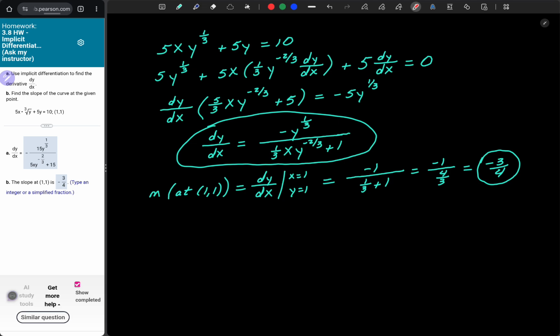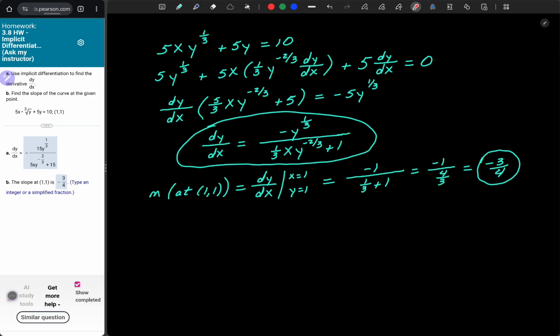Now, as far as finding the slope of the curve at that point, we can go ahead and say, well, let's evaluate this derivative expression when x is 1 and when y is 1. When you do that, it's not bad at all. You'll just get negative 1 in your numerator. When you plug a 1 in for those terms in the denominator, you're just going to get 1/3 plus 1. So my denominator, 1/3 plus 1, gives me 4/3.